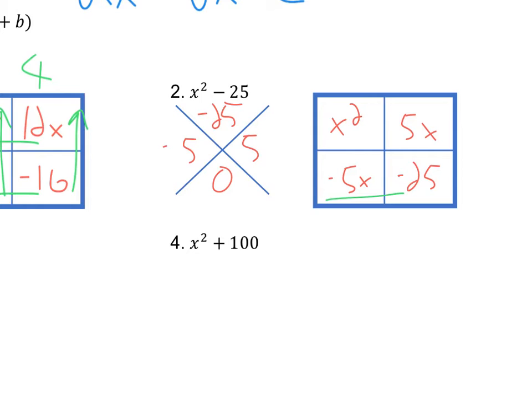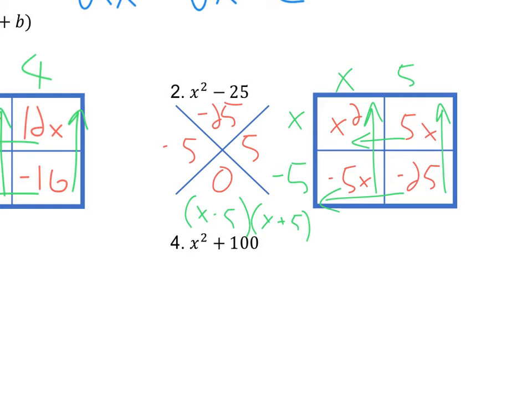Again, what does negative 5x and negative 25 have in common? Negative 5. X squared and 5x? Just x, so we put it as x instead of 1x. X squared and negative 5x? X. And 5x and negative 25? 5. So then our factors would be x minus 5 and x plus 5.